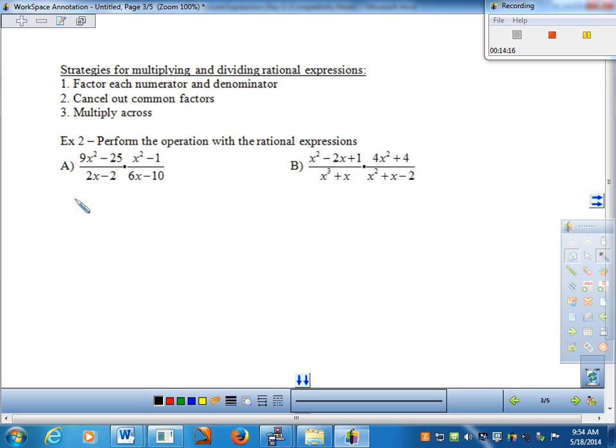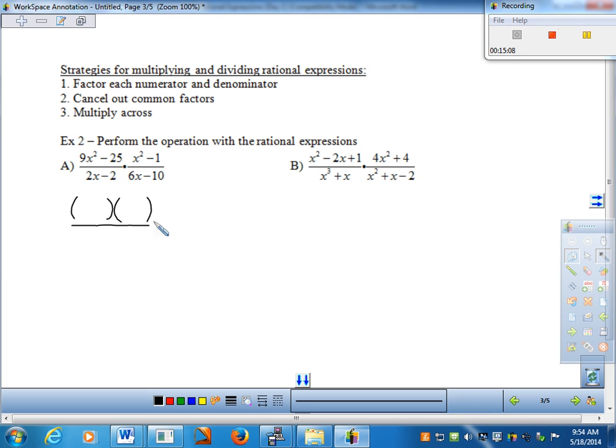And so very much like example 1, I'm going to factor. I'm just going to go ahead and do it 4 different times: left numerator, left denominator, right numerator, right denominator. That's all. So let's start with that left numerator.